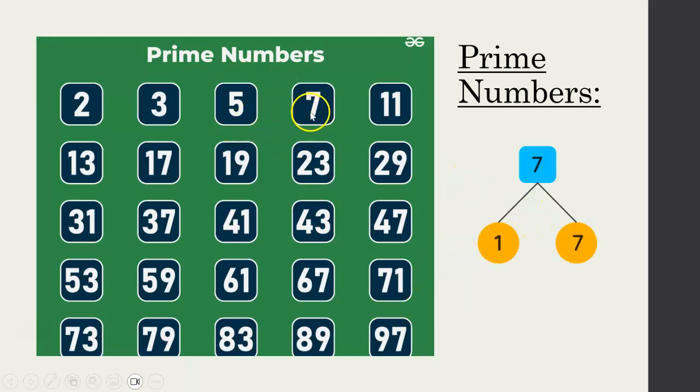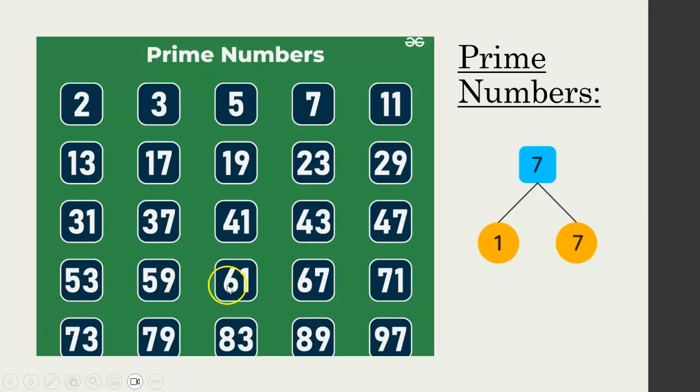So let's say 7. Well, 1 times 7 is equal to 7. 2 times something is equal to 7? No. 3 times something? No. 4 times something? No. And then it's just going to be 7 times 1. Let's say we pick the number 11. Well, 1 times 11 is 11. Is 2 times something equal to 11? No. Is 3 times something equal? No. And I can go through all the numbers, and there's no other factor pair.